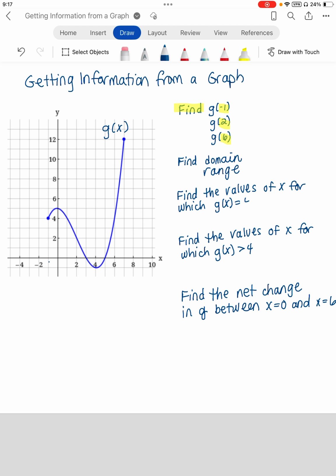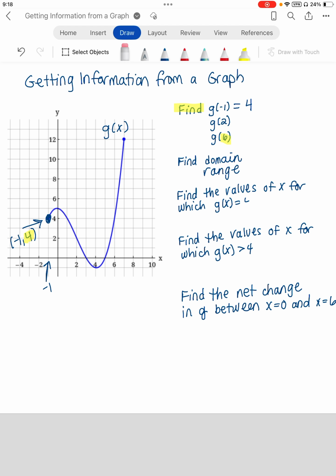So you want to go to where you see that -1 input, find your function, which will be up here, and then think about that point that's happening there, which is (-1, 4). And then what we're going to use is this output value here as our answer. So this is going to be equal to 4. So what you're saying is when I have an input of -1, I have an output of 4.